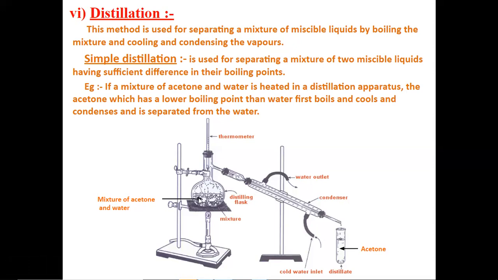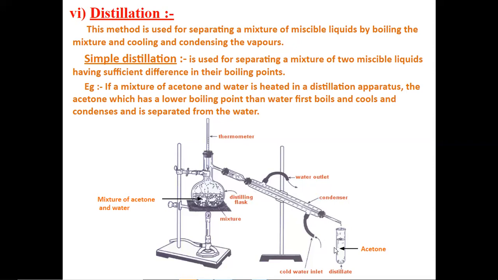100 degrees Celsius is the boiling point of water, so the water will get boiled off. And you can see it is passed through the condenser. Then we get the water at the outlet, so we can get water separated. And what remains in this flask is acetone. So you can get acetone also separated.